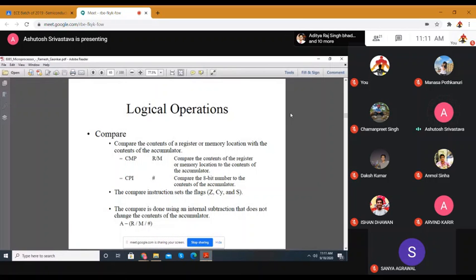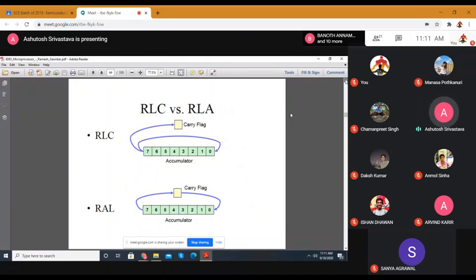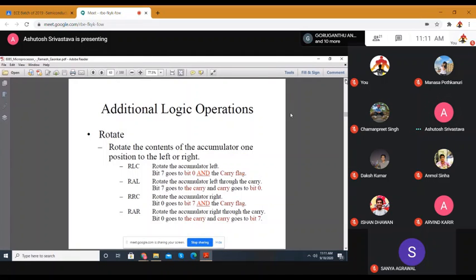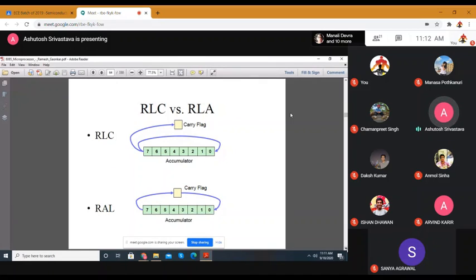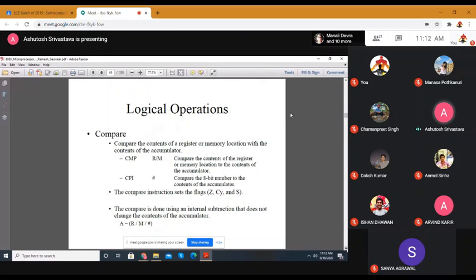Okay. So till last time, I think what we did was some of the additional logic operation. We talked about RLC, RAL, RRC, and RAR, right? And now we further move to other types of logical operation.